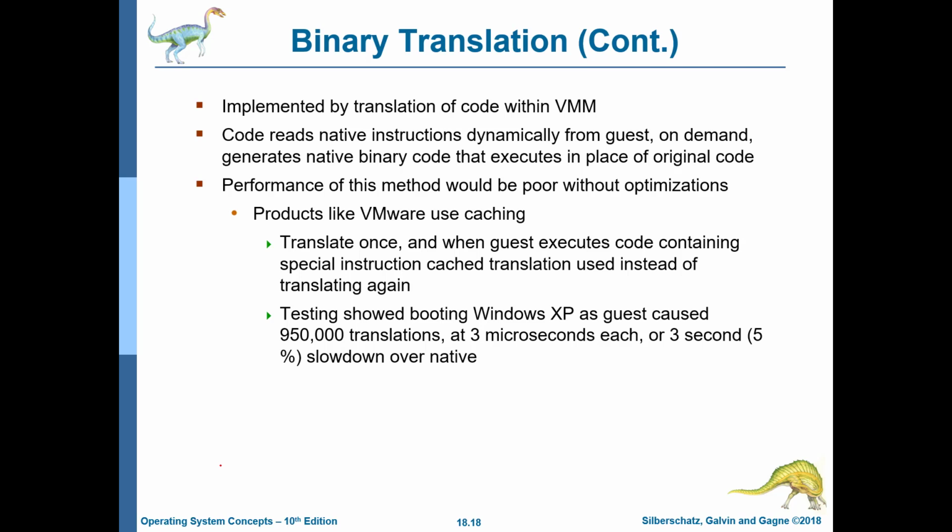And this process, which the QEMU virtual machine also uses, can be significantly sped up with caching, where we translate the code once the first time we see it, where once being the operative word. And whenever the guest executes code containing the special instruction, instead of the instruction, the cached translation for that sequence is used. So for something as large as Windows XP, with 950,000 translations at 3 microseconds each, the total amount of slowdown was limited to around 5% over native. The reason being that we very selectively choose the parts of the execution that are going to be translated. And also the translations themselves are quite optimized. And we translate once and we keep it in a cache. So we don't translate it all the time. We simply read the translated sequence from a software cache. Well, it's not the L1, L2 kind of cache, but it's a software cache, a cache for storing translated sequences.